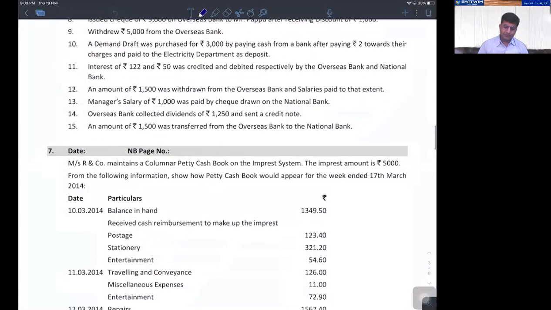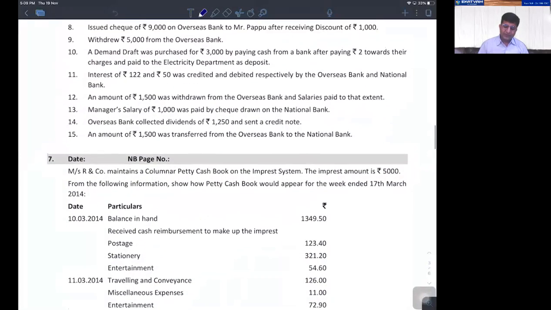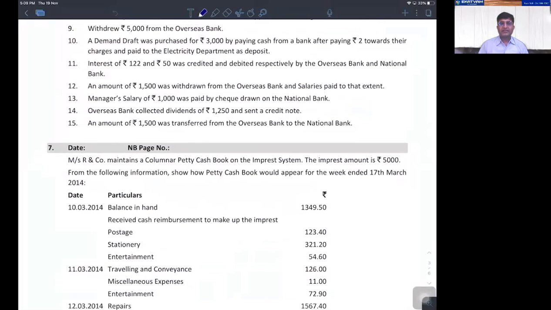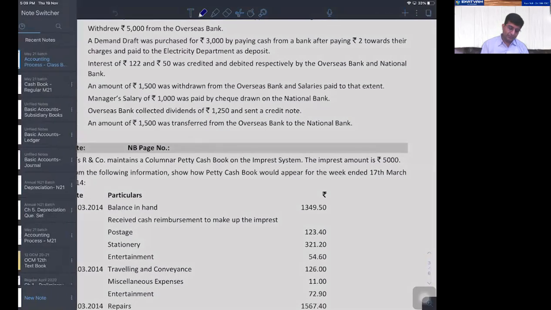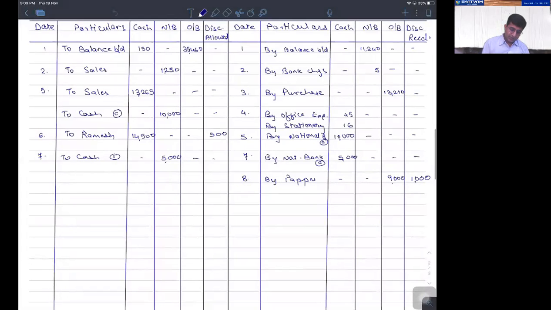Next one, withdrew rupees 5,000 from the overseas bank. पैसा अब तक डिपॉजिट कर रहे थे, अब निकाल रहे हैं. So our entry will be what? Cash account debit to overseas bank account. Yes or no?